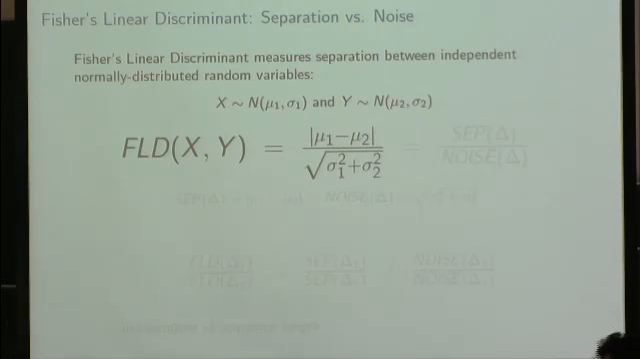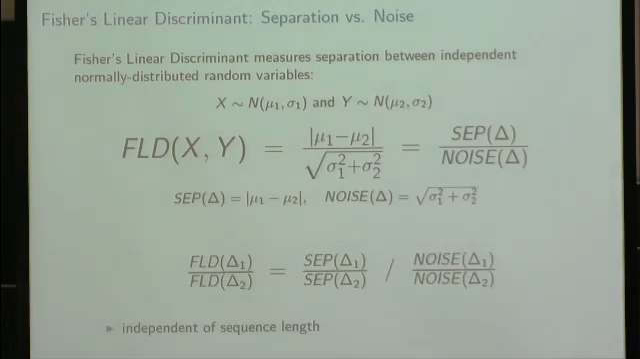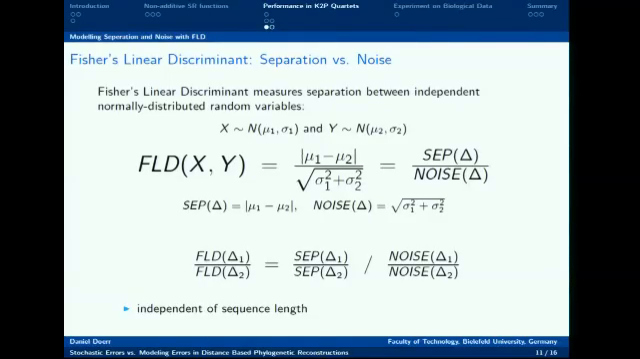But there's another potential use of this method, and we can actually use it to compare different distance functions using two types of quantities that we get out of the FLD. One is the separation, and the other is the noise. And if we perform comparisons between different distance measures, this performance is actually independent of the sequence length.